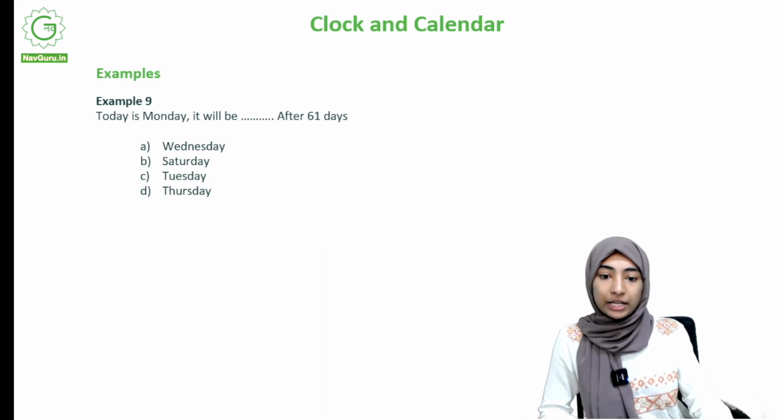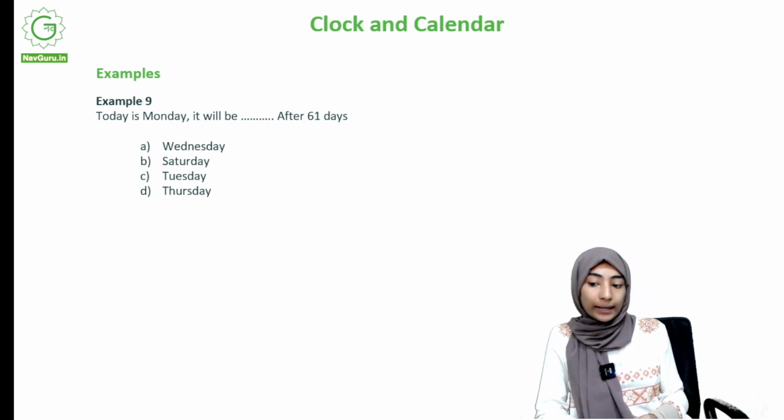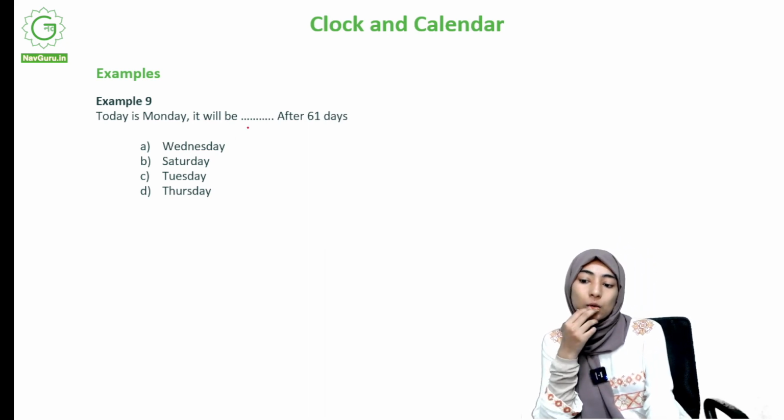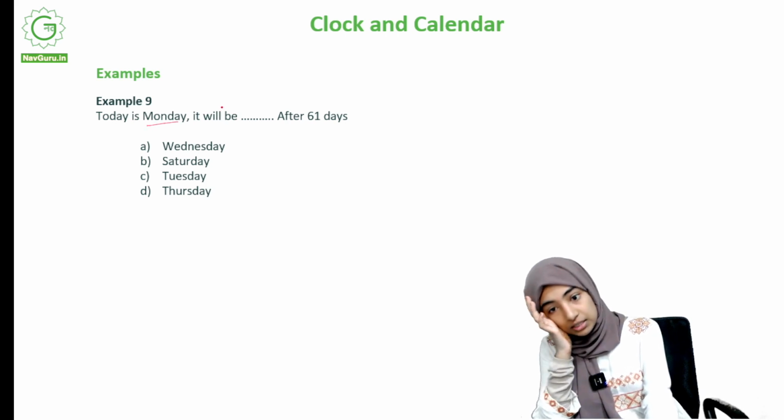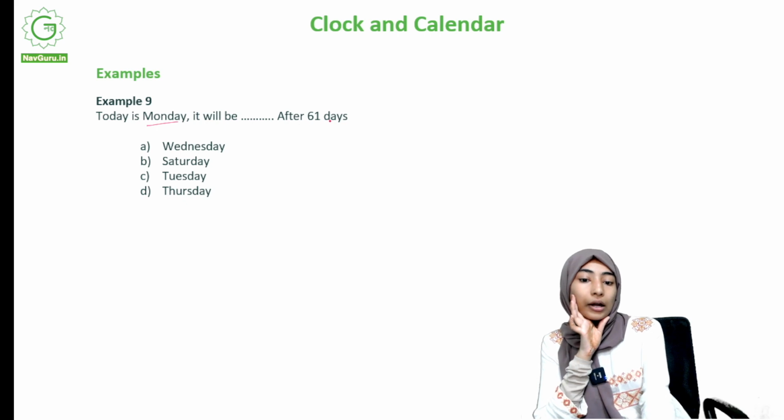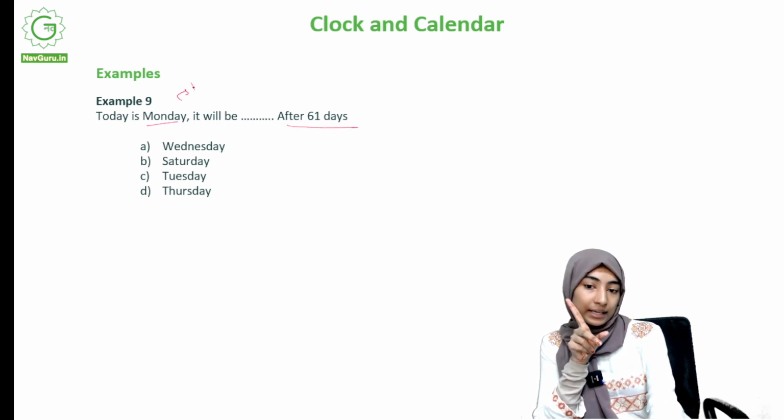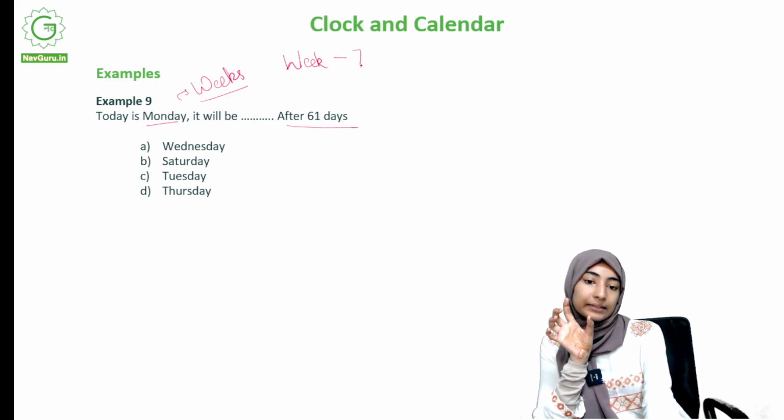Today is Monday. It will be dash after 61 days. Okay, so we know that today is a Monday. I need to know what will it be after 61 days. How do you do this? So first we try to find out, here we are playing with weeks, right? So we just try to use this concept of weeks. A week is how many days? A week is 7 days. We try to use this concept.